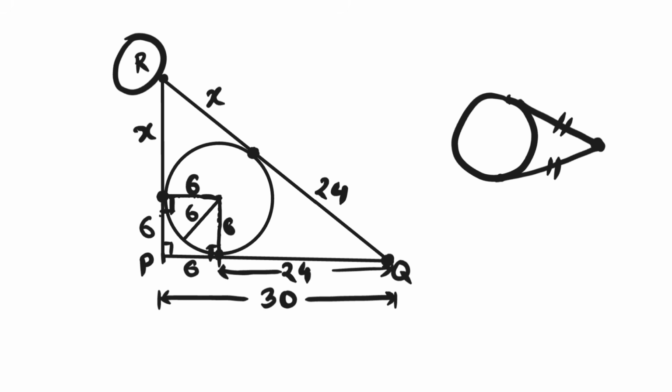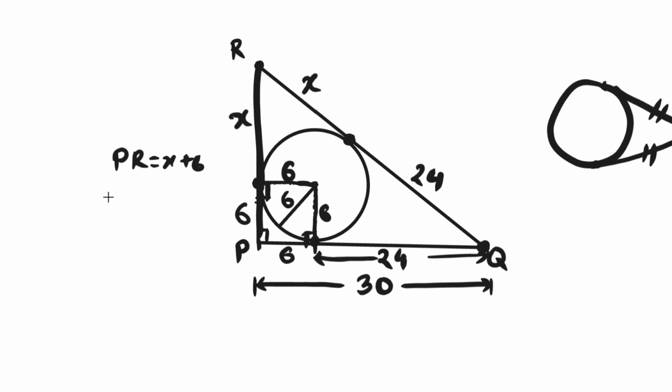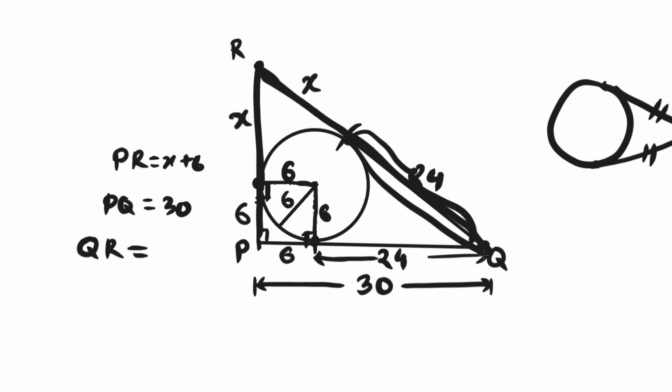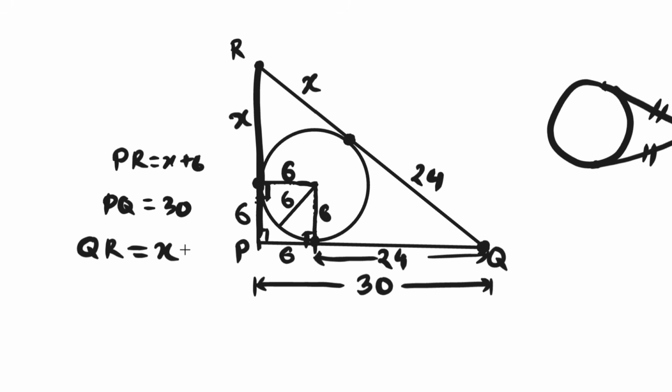Now we can describe all 3 sides of the large right triangle. The vertical height PR consists of the unknown portion, X, plus the 6-unit segment near the bottom, so PR equals X plus 6. The base PQ is simply 30 units. And the hypotenuse QR consists of the X-unit tangent segment from the top plus the 24-unit tangent segment from the bottom right corner. So QR equals X plus 24.